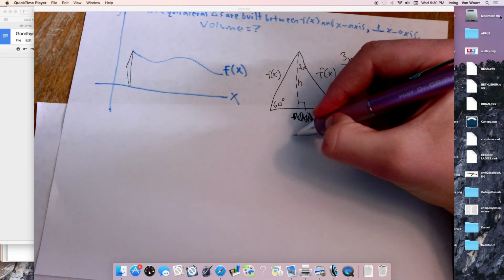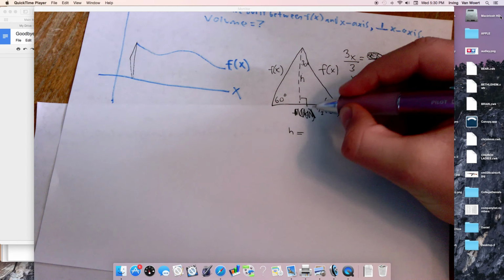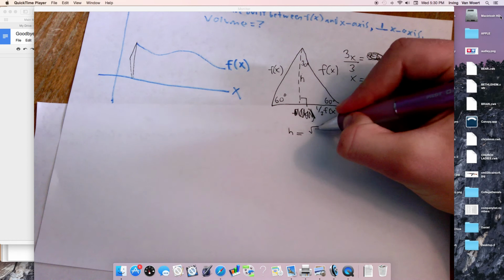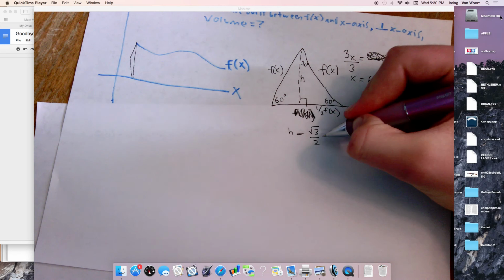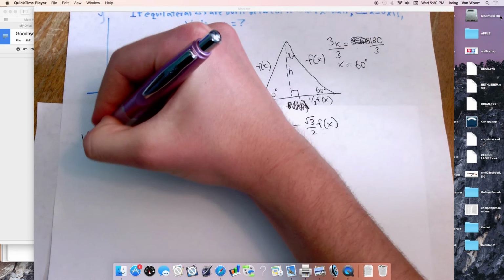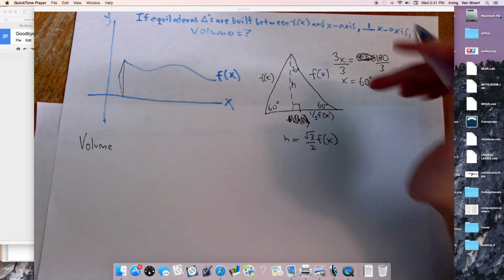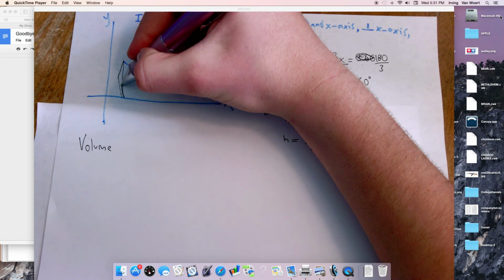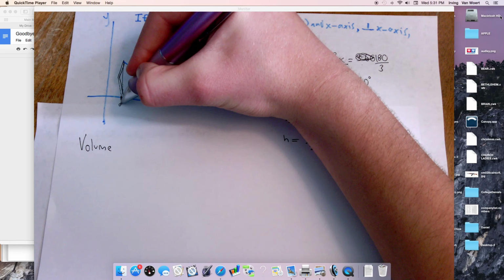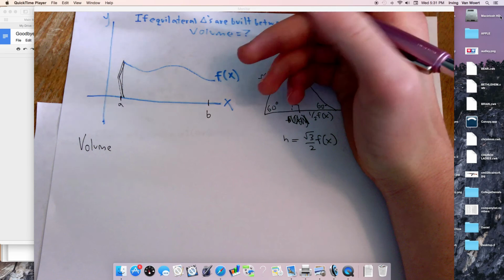So H equals, sorry, I'm losing it here for a second. So it should be radical 3 times 1/2, so radical 3 over 2 f of x. That's equal to h. So now if we want to start writing volume, we just want to look at that first triangle, and to make it a little more understandable, it's not really a triangle, we're talking about a triangular prism. And I always forget to write the interval. We're starting at point A, and we're ending at point B. That's the volume we're interested in, building triangles.